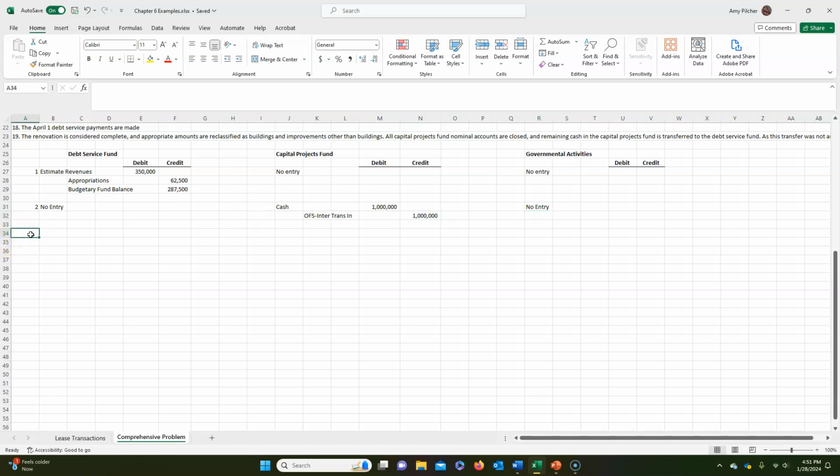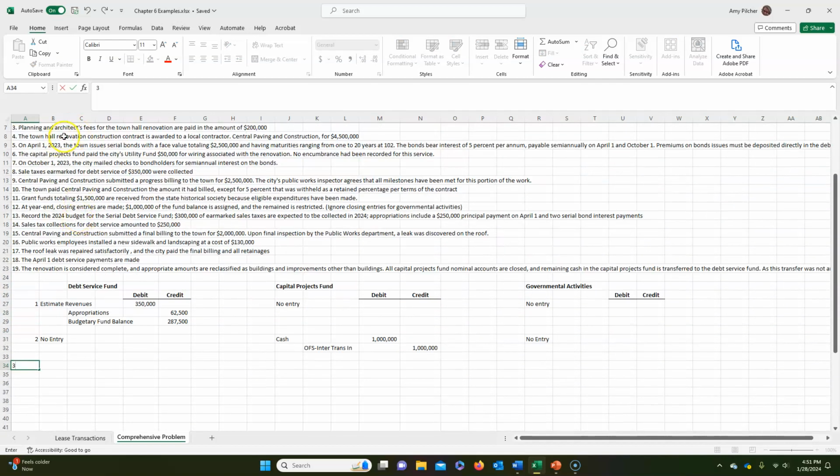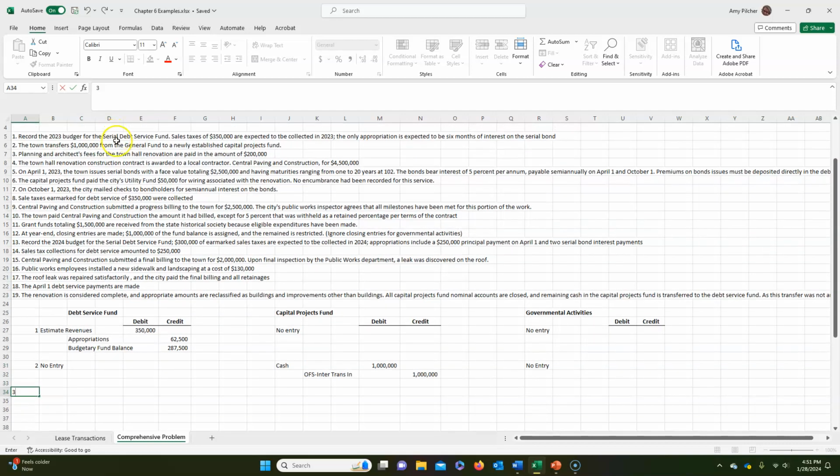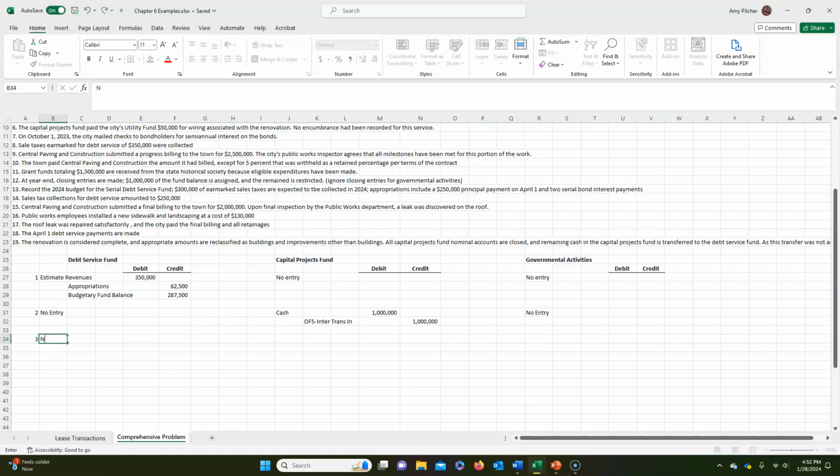And now transaction 3. So if we read transaction 3, planning and architect's fees for the town hall renovation are to be paid in the amount of $200,000. So there's no entry in our debt service fund, as this is only part of the capital project. We have construction expenditures that we paid in cash of $200,000. And then in the governmental activities, we are going to have construction work in progress and cash for $200,000.